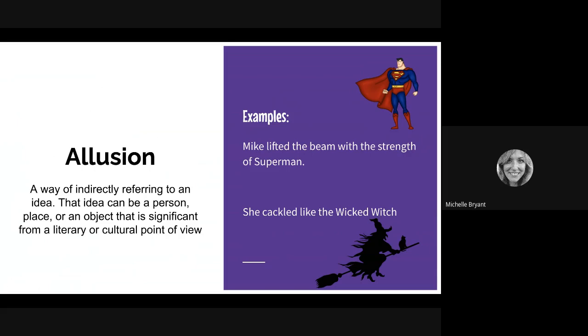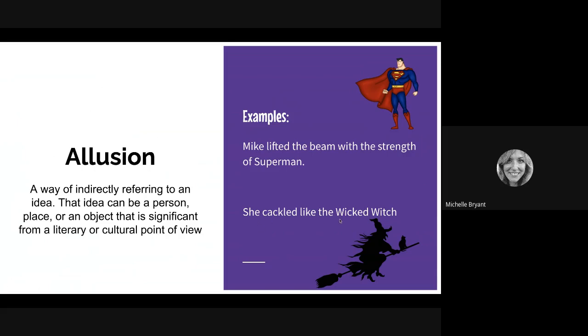Mike lifted the beam with the strength of Superman. So it's a metaphor. It's saying that he's strong like Superman, right? But because it's actually comparing to a famous, well-known character, Superman, that's what we call an allusion. Another example of allusion would be this one.